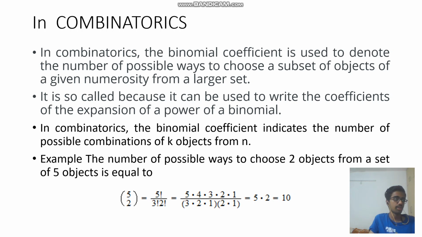For example, the number of possible ways to choose two objects from a set of 5 objects is equal to (5 choose 2) equals 5 factorial divided by 3 factorial times 2 factorial, which is equal to 5 times 4 times 3 times 2 times 1 divided by 3 times 2 times 1 times 2 times 1, which can be cancelled to get 5 times 2, which is equal to 10.